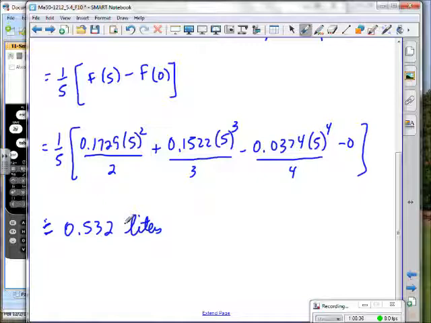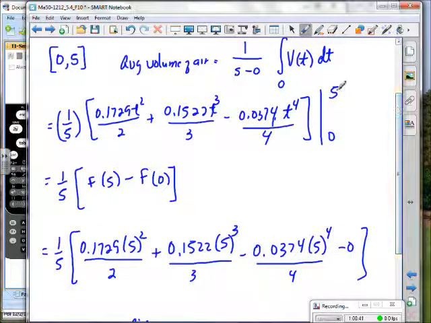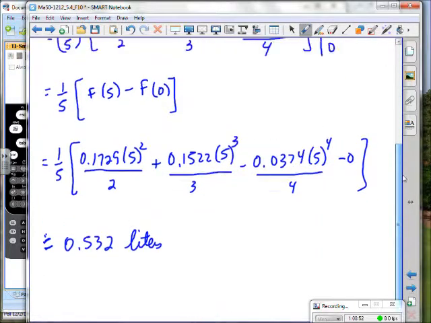Yeah? After we find the antiderivative and we put it in, does it matter if the parentheses are brackets? It doesn't. Just make sure that you've got some kind of brackets or some kind of grouping symbols on that. Okay.